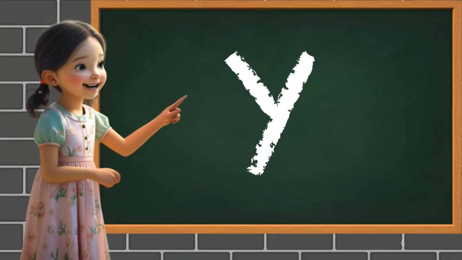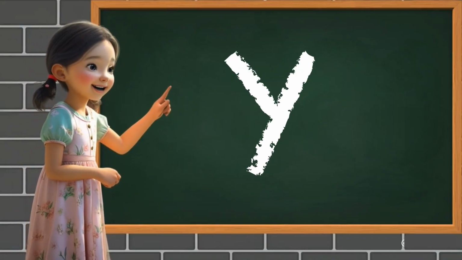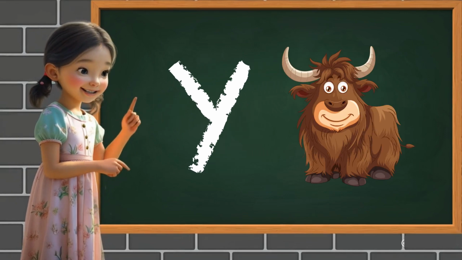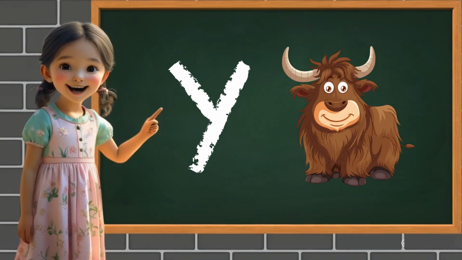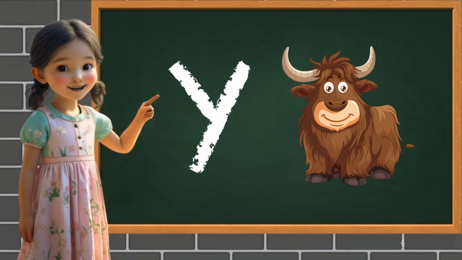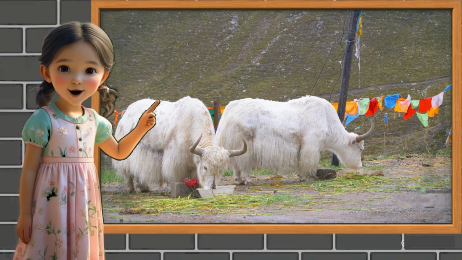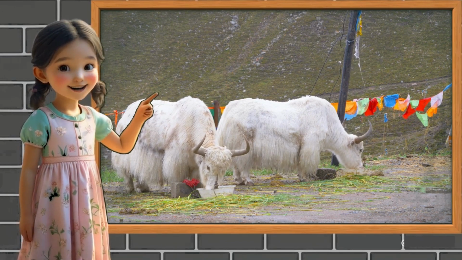The letter is Y. Can you say Y? Now say Y is for yak. Y is for yak. Here you can see real yak. These are all yak.